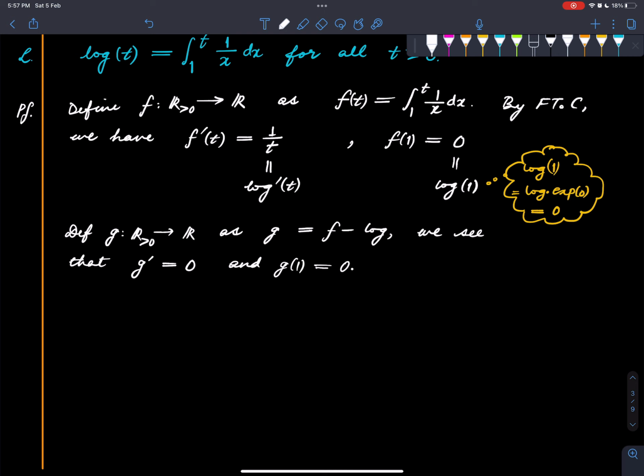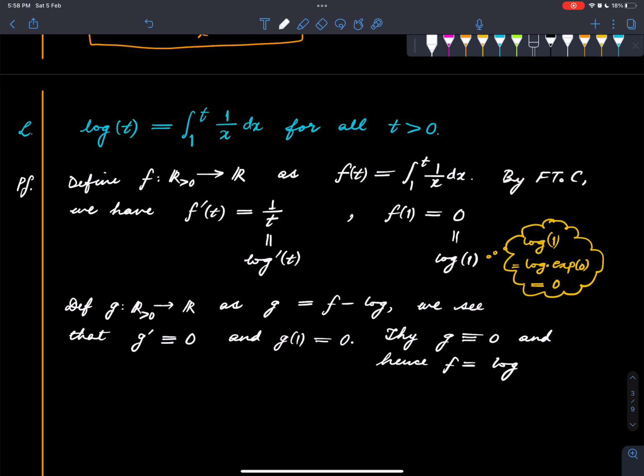g prime is 0 because g prime is f prime minus log prime, but f prime and log prime are the same functions. And g of 1 is 0 because f of 1 and log of 1 are the same values. So this is what we recalled in the beginning of this lecture, that this implies that g is 0 everywhere. Thus g is the 0 function, and hence f equals log, which means that this is the fact, and we've proven it.